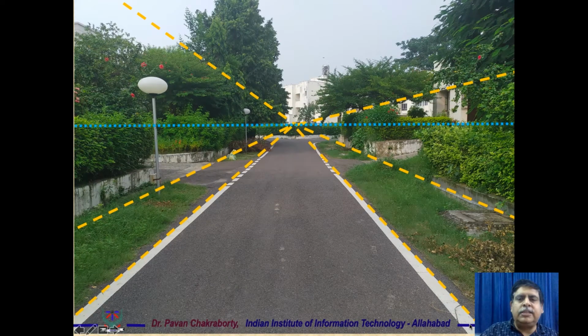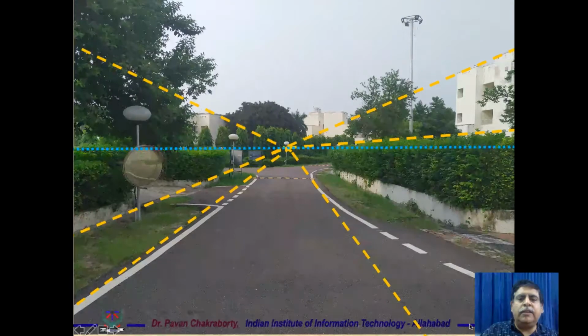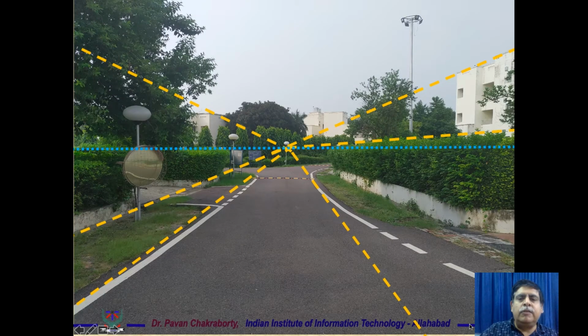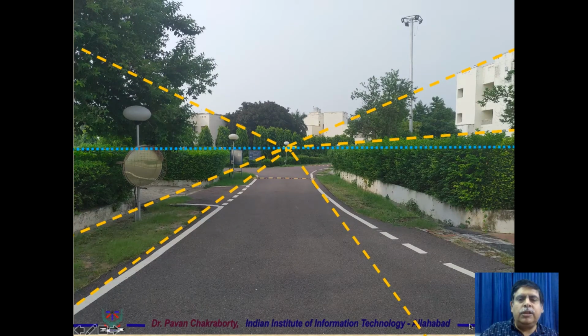You see the hedge, the height of the hedge being the same, vanishes at the same point, which is the same as that of the road. Here again, we see a similar effect. We also see the roofs of the buildings, which are parallel to the road, showing a similar effect of a vanishing point at the horizon.